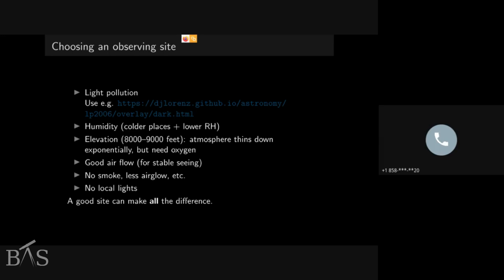And you don't want local lights. Now, local lights don't contribute so much to light pollution, but they can ruin your dark adaptation, cause glare, and all these problems, right? A good observing site, like I said, especially for low surface brightness objects, makes all the difference.